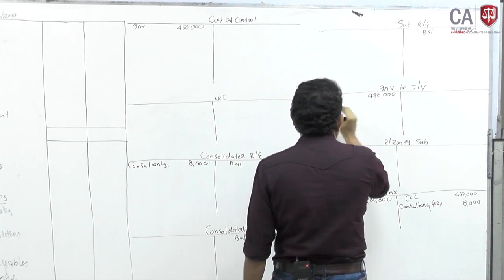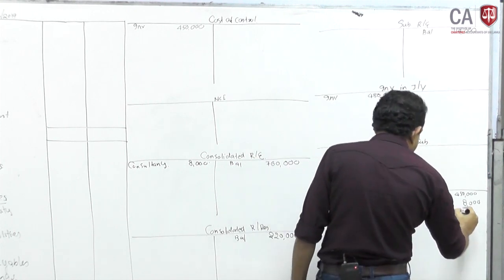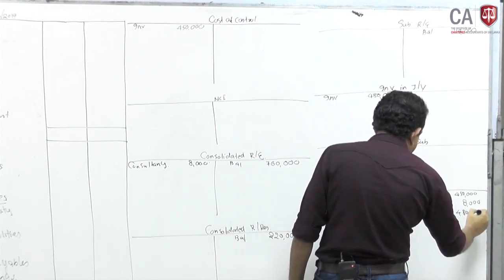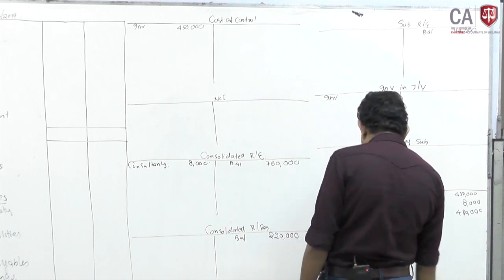Let me bring that to investment in joint venture account, 480, investment, and will credit that to parent company's investment account. 480,000 is credited there, say investment in joint venture, right.